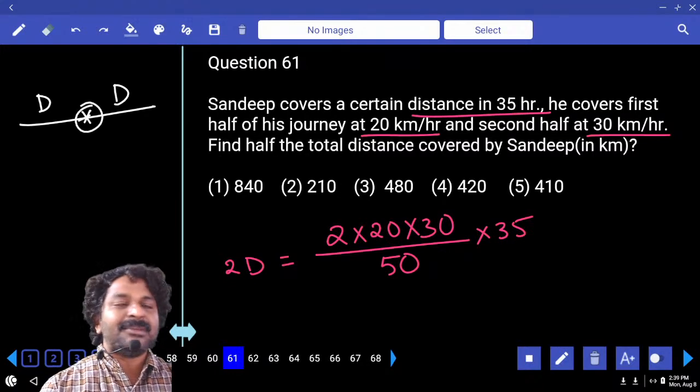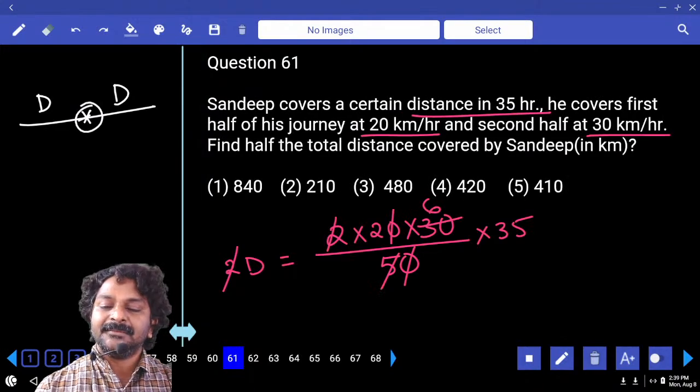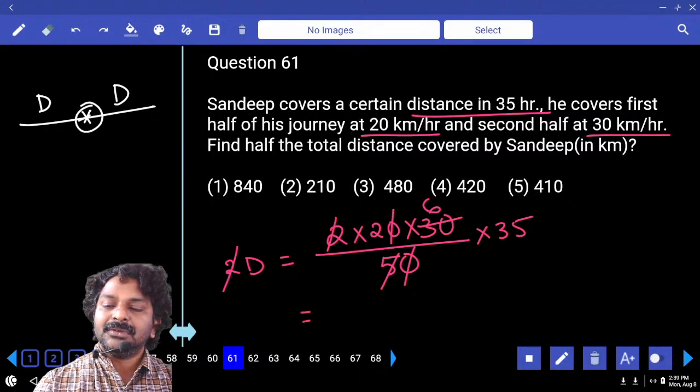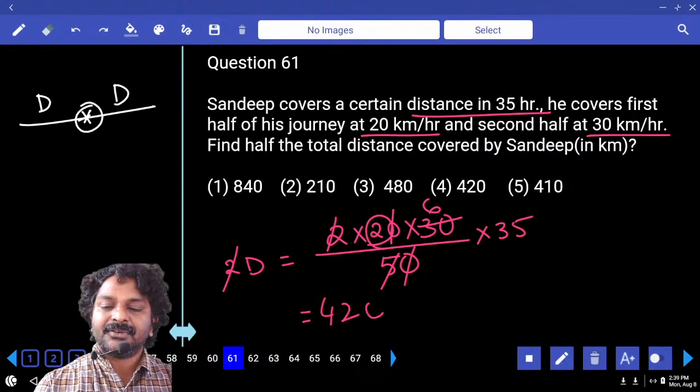What exactly is the question about? Half of the distance, that means D only, right? Let me first multiply 2 with 35, that is 70, into 6, that is 420.